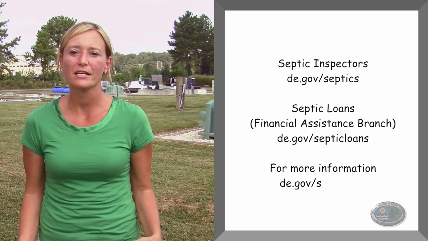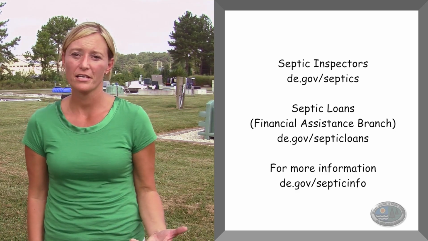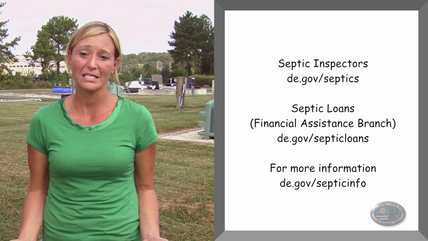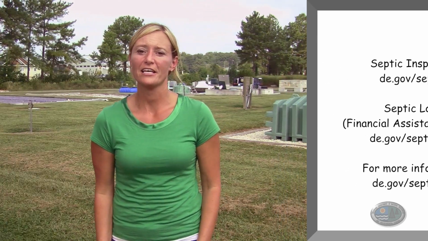So what do you do if your septic system is failing or you think you're having issues? One of the first things that you should do is contact a Class C system contractor or a Class H system inspector. They're going to come out and actually do an evaluation of your system for you. They'll be able to identify areas that may need repair or point you in the right direction if a replacement system is needed. If funding may be an issue, please contact DNREC's Financial Assistance Branch. They have low interest loans or no interest loans that may be available to you.